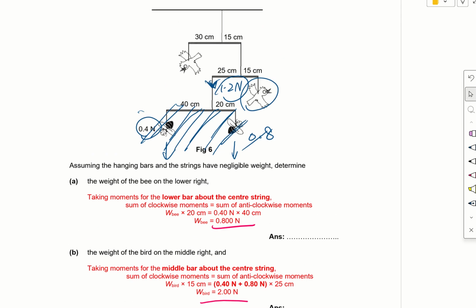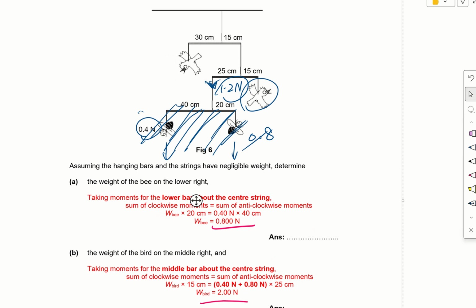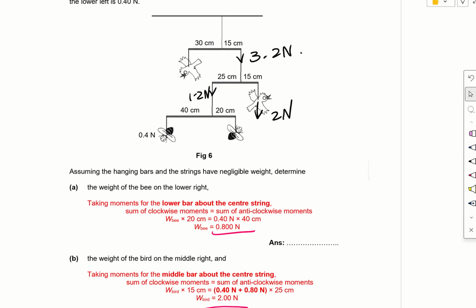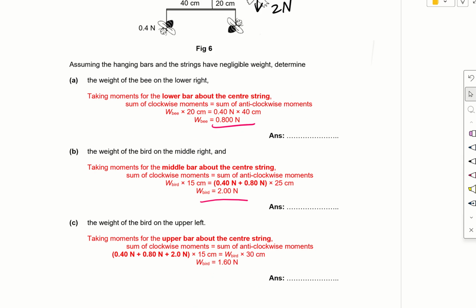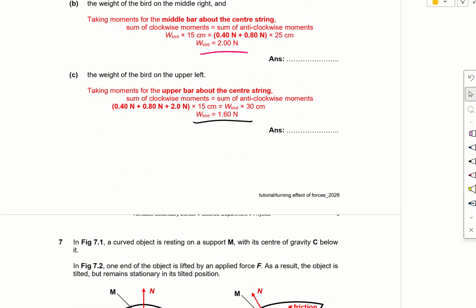Then the weight of the bird on the upper left. So if I look at the answer, the weight of this bird is 2 Newton. Here is 1.2. This is 2 Newton. So in total, the weight that is pulling down on this side is 3.2 Newton. After that, you choose your pivot to be here again, and then you can find the weight of the last bird. So slowly work your way up.